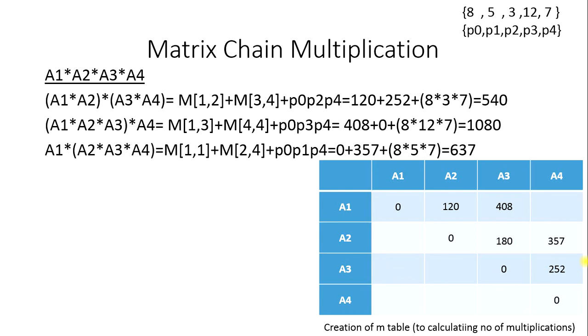So finally we know the lowest value of total number of multiplications is 540. We place that in the table, and by this we have figured out that the minimum multiplications required in matrix chain multiplication for these four given matrices is 540 multiplications.